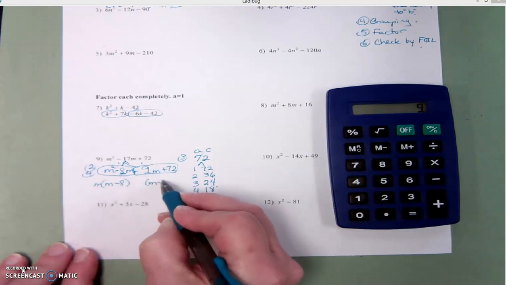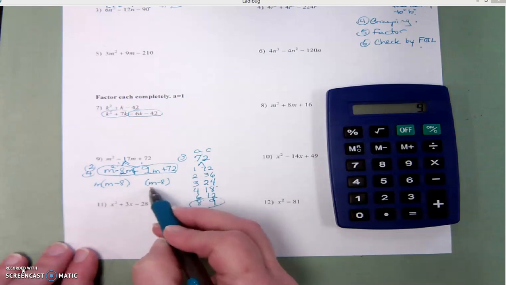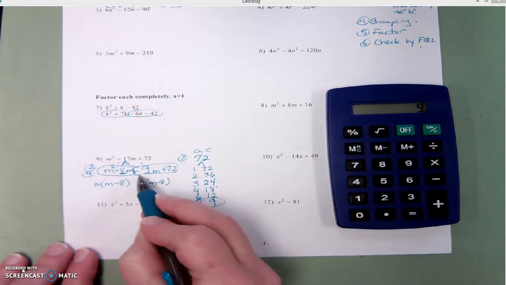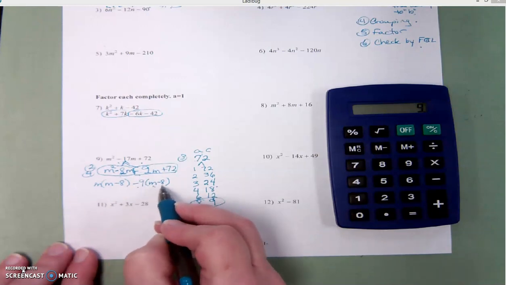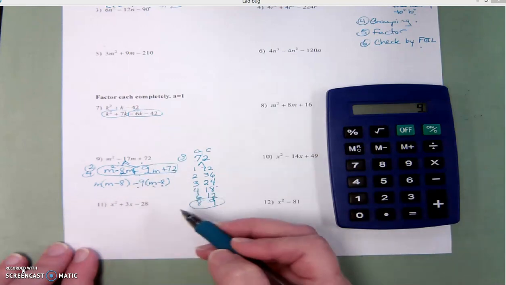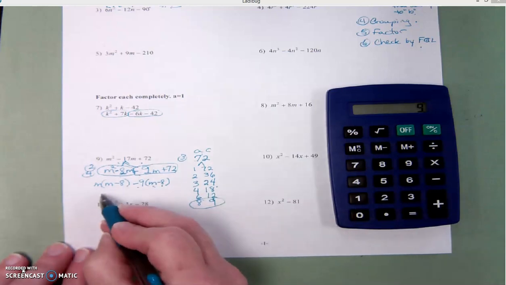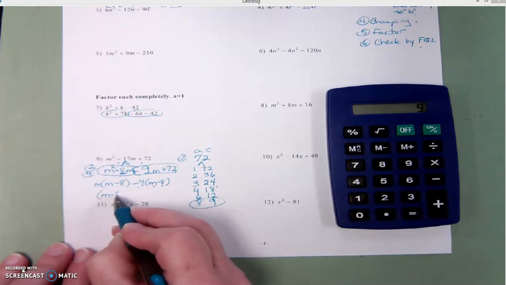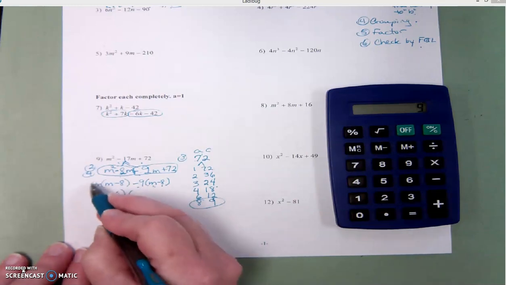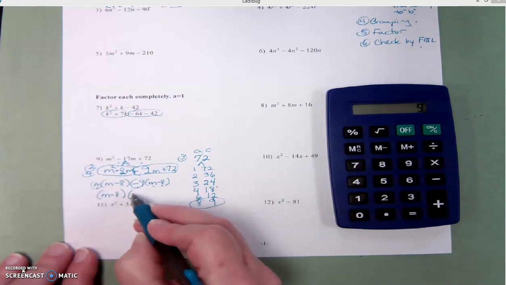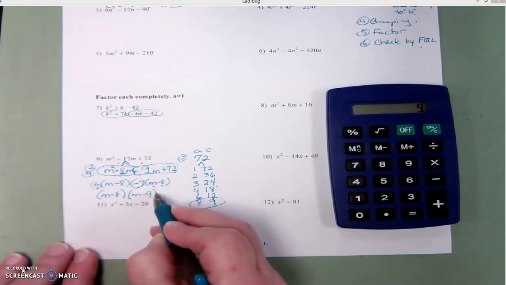I could go ahead and copy that down over here. What times m gives me negative 9m? That's going to be a negative 9. Is negative 9 times a negative 8 a positive 72? Yes, it is. So my answer is going to be m minus 8 times what I pulled out. I can circle those so that you can see that. M minus 9.